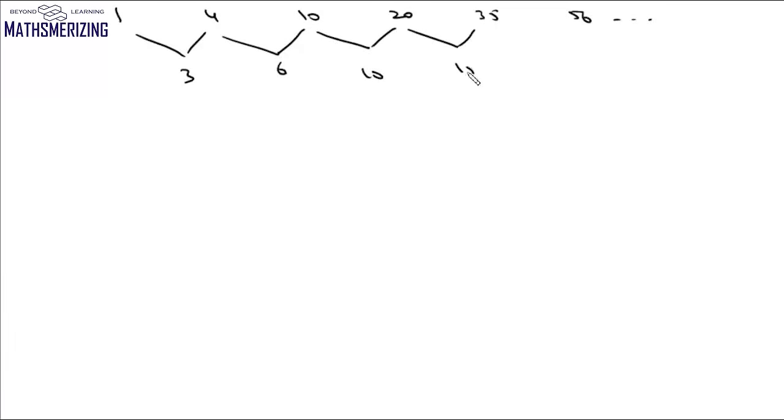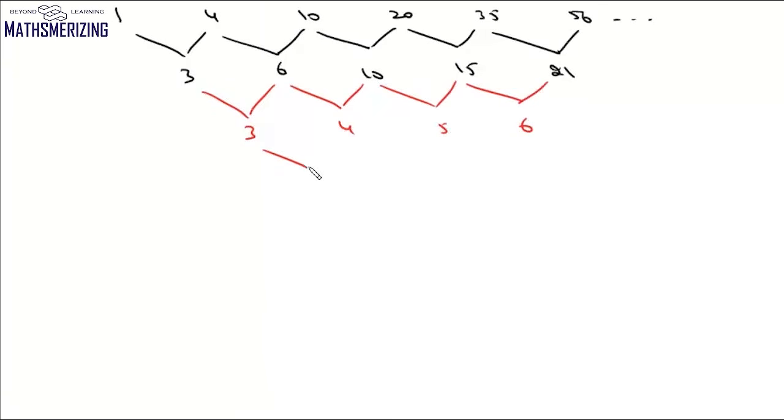Say for example, the sequence is given by 1, 4, 10, 20, 35, 56 and so on. Now we'll find its difference. So it'll be 3, 6, 10, 15, 21. Now the difference is not constant. We'll again take the difference. 6 minus 3 is 3. 10 minus 6 is 4. This is 5. This is 6. Now again we'll take the difference. So it'll be 1, 1 and 1. Now here the difference of the difference of the difference is constant.